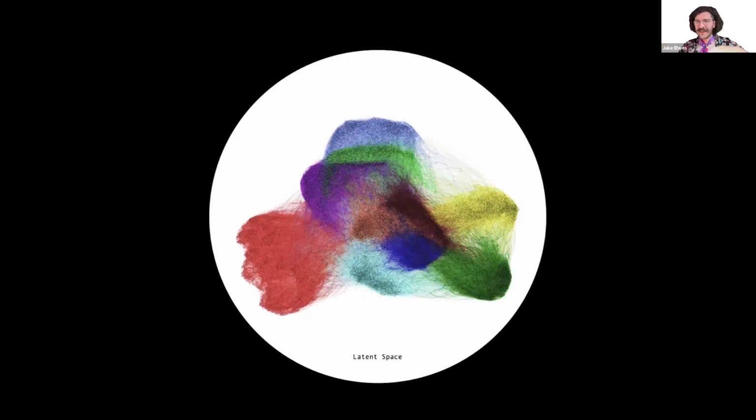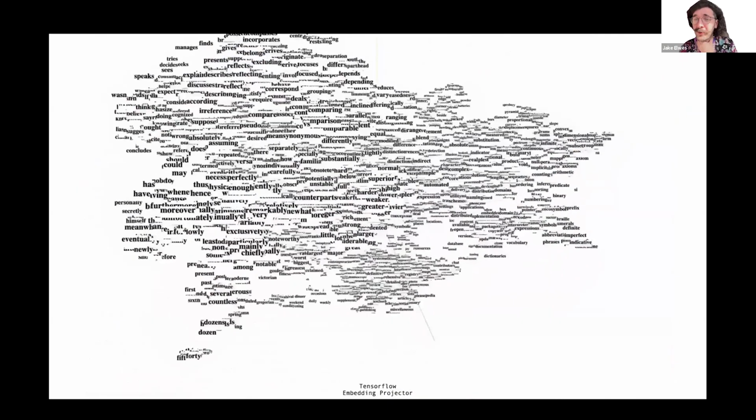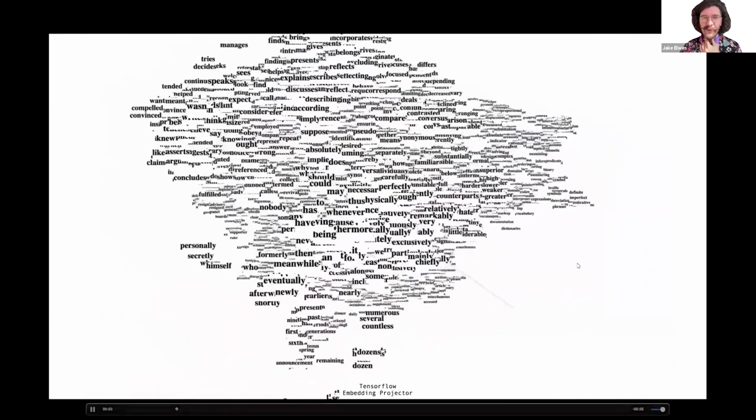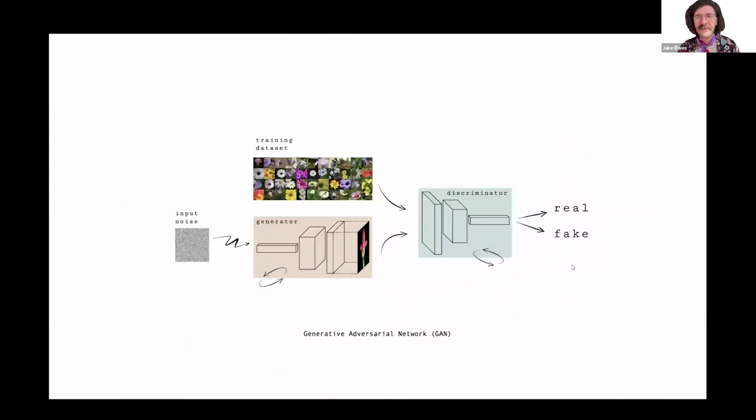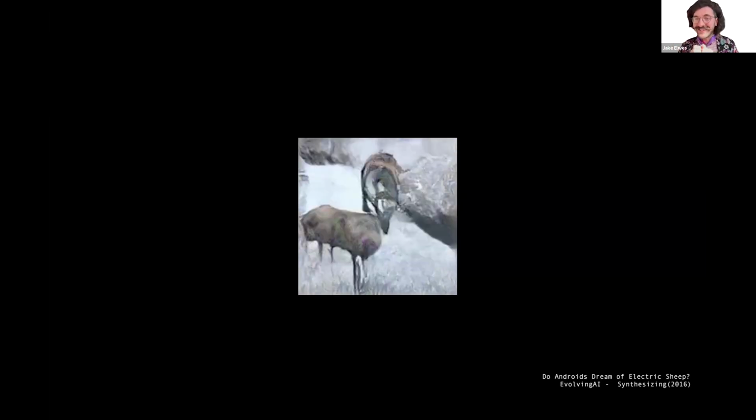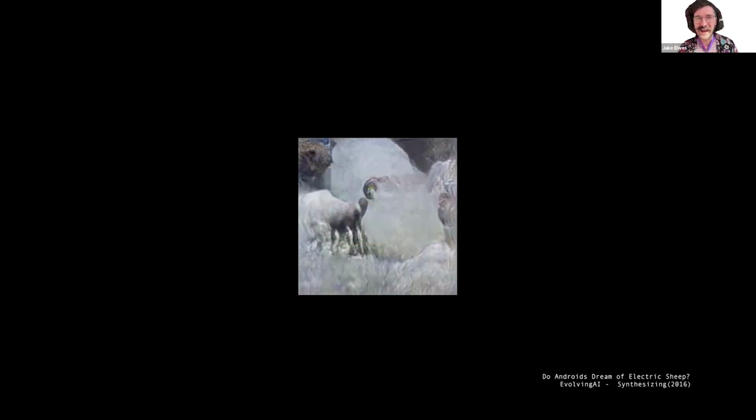It's about plotting data in a space. Here is the IKEA catalogue plotted into a space. Here's language plotted into a space that we can explore. This is the basis of all AI. Now, with generative AI, we take a point in that latent space, and here's a point for sheep. So here is electric sheep being created by an AI.